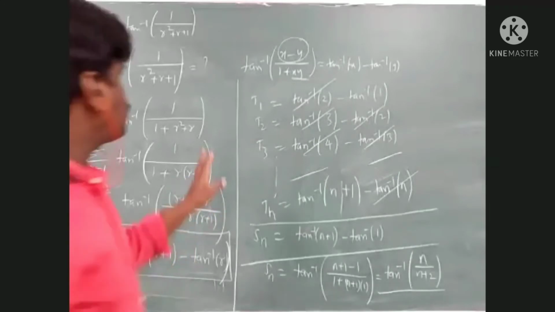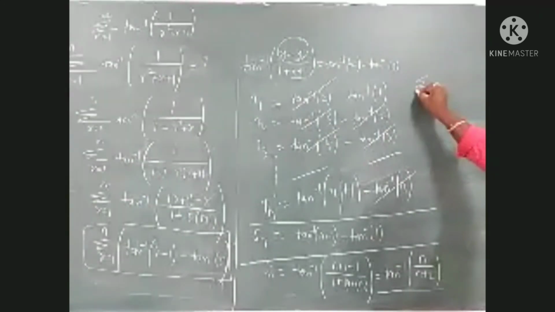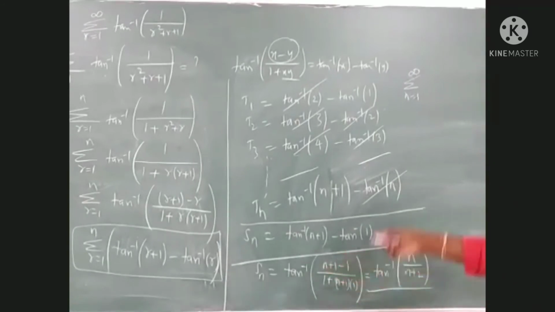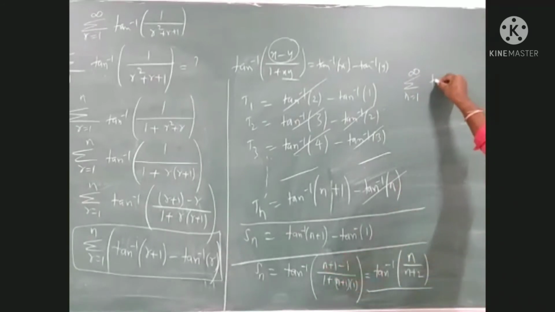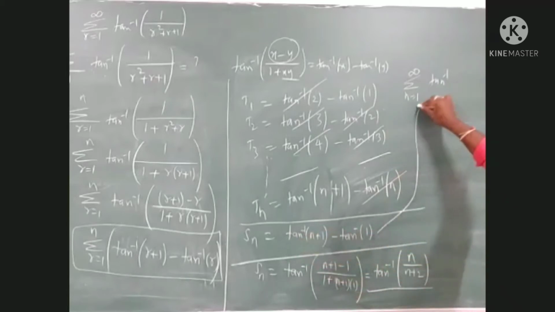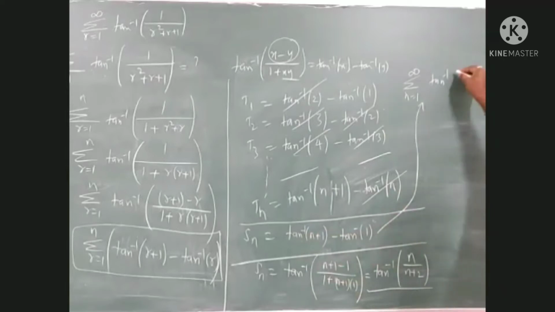Now, if suppose the question is given infinity, suppose the question is n is equal to 1 to infinity and is asking to find, then what will you do here? You just do here, Sn is equal to tan inverse, substitute in the place of n in this equation. This equation, substitute infinity. So tan inverse infinity plus 1, tan inverse infinity plus 1 minus tan inverse 1 I will get.